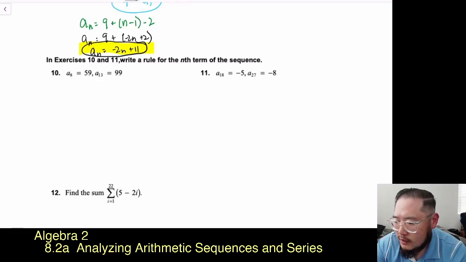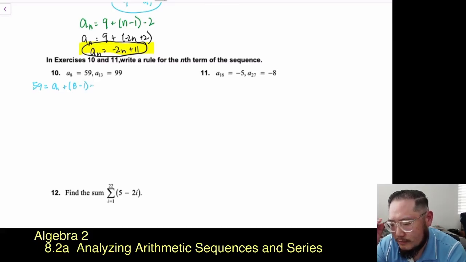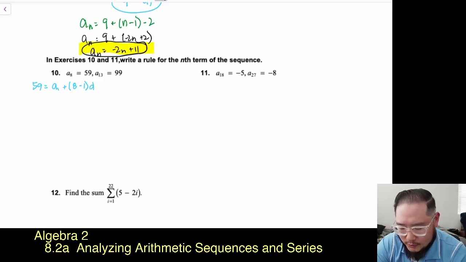Let's start with a sub 8. That is 59. So I'm going to put right here 59 is equal to a1 plus 8 minus 1 times d. All right, there's one of our equations.